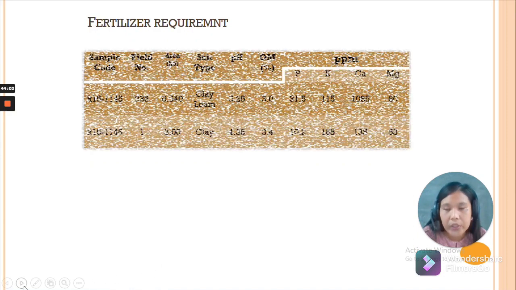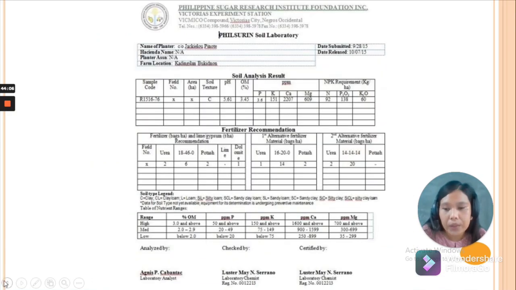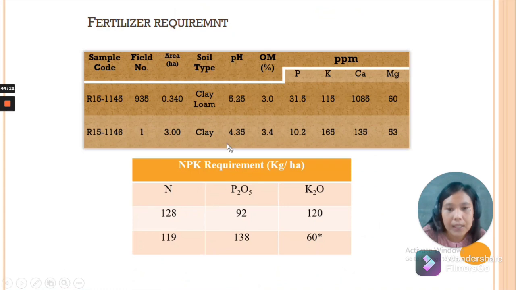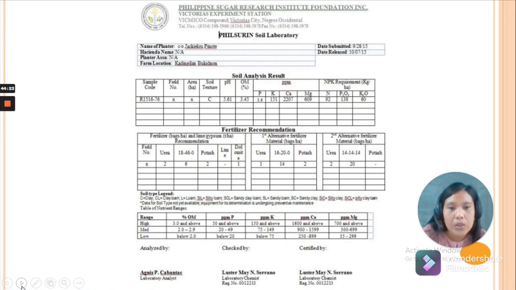Okay, class, we see here the NPK requirement, N, P, and K: first 128, 92, and 120, then 119, 138, and 60. There is what is available and there is the requirement. So this is the NPK requirement, or the recommended rate.